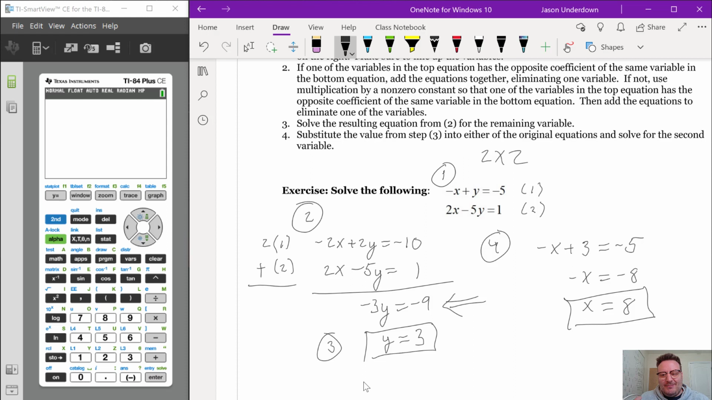This method is a divide and conquer type of algorithm, where we take a difficult problem and reduce it down into a slightly simpler problem. Well, a much simpler problem, right? If you have an equation in one variable, we know how to solve that kind of problem.